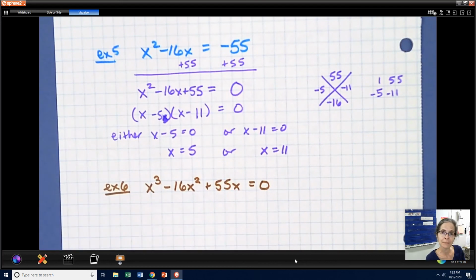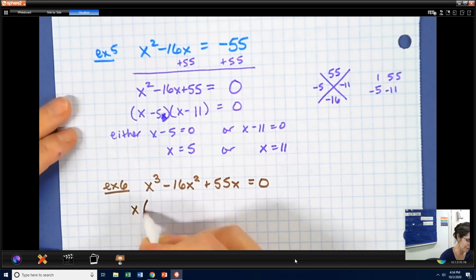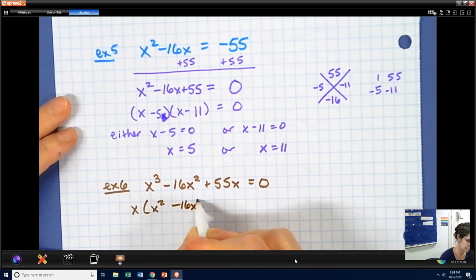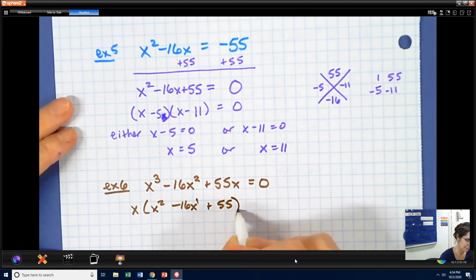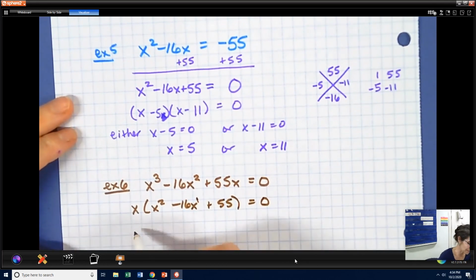That's a 3. So the trick for this one is to recognize that I can take the greatest common factor out of every single term. I can take an x out of everything. That's going to be a 1 now. And now it's just the problem that was above it, so I can finish factoring it.